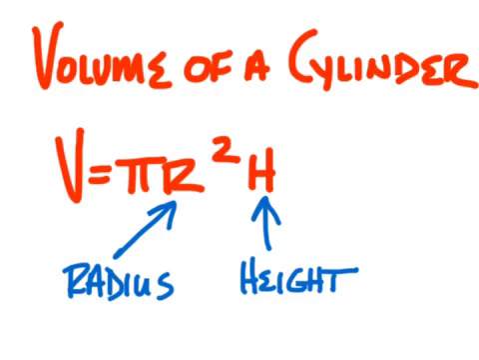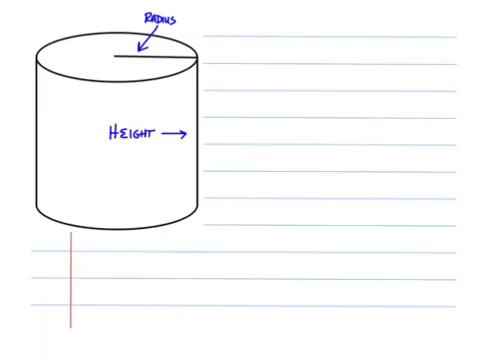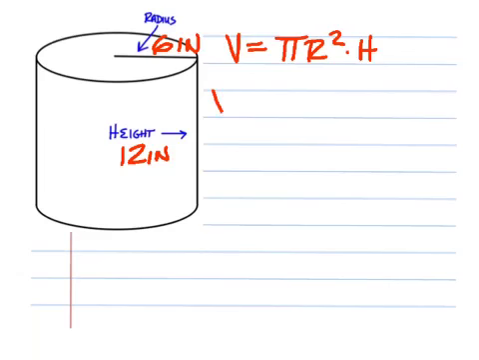Here's example number 1. The formula is V equals pi r squared h. R is the radius, h is the height. Don't forget that it's always squared on the radius when you're talking about the volume of a cylinder. Here's an example. If this is 6 inches and this one is 12 inches, we must find the volume of the cylinder, which is V equals pi r squared h.